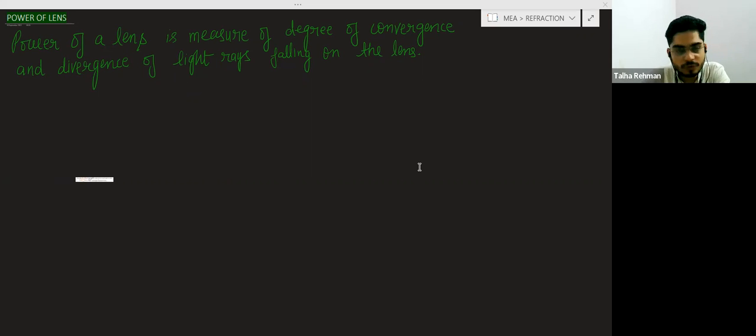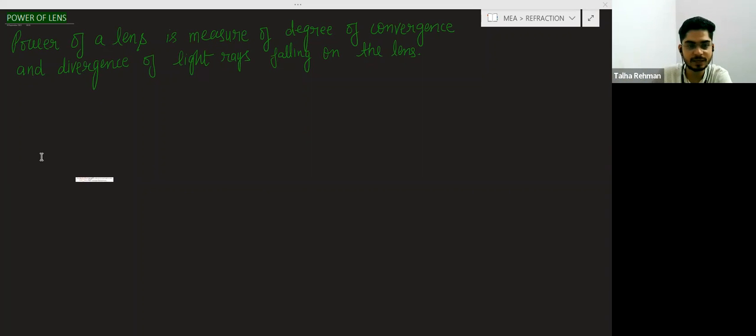So I have started the power of a lens. Okay, so suppose you have a concave lens and light rays are coming from infinity, means from a very large distance. Suppose this is your concave lens. Parallel light rays are coming like this. So what will happen after the refraction? These light rays will diverge. So the measure of degree of convergence and divergence of light rays falling on the lens is the power of the lens.